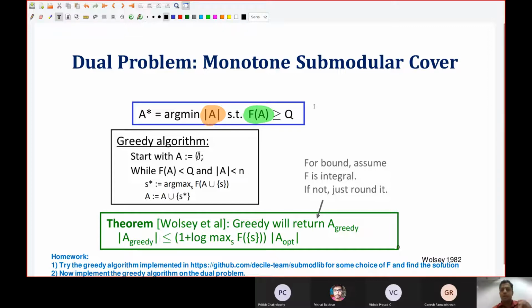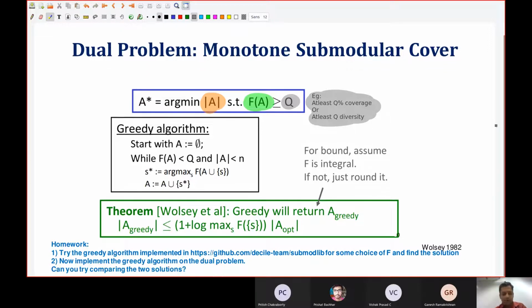This would mean at least Q% coverage, or at least Q diversity and so on, or a combination of these two. So, did anyone try implementing it? This is interesting. Even if you gave it some thought, it's okay. Anyway, this would have entailed the use of Submodlib. So the homework I had left you was for this objective.